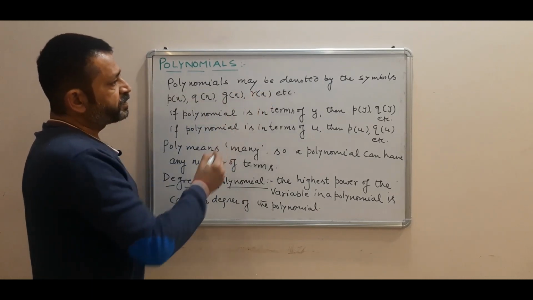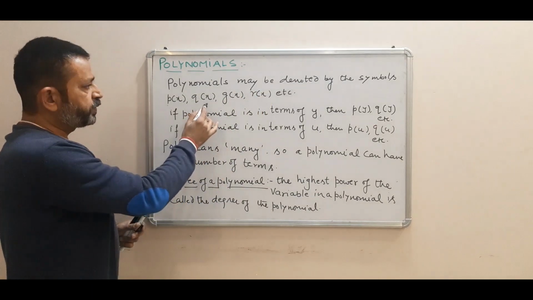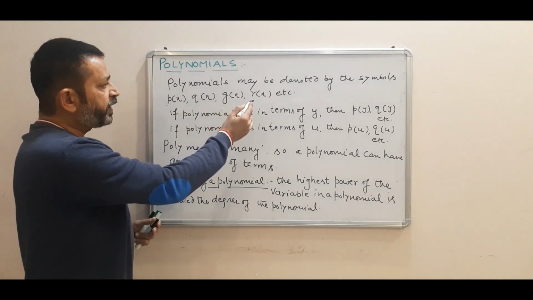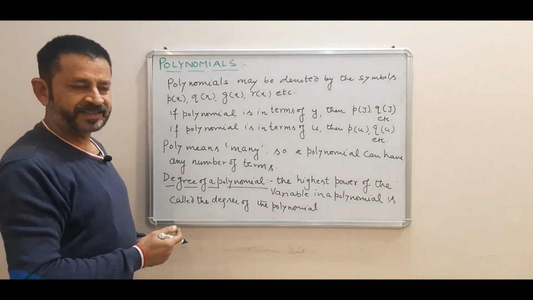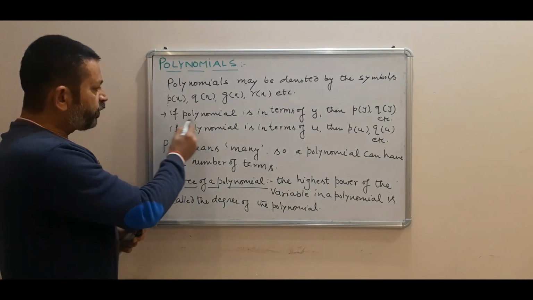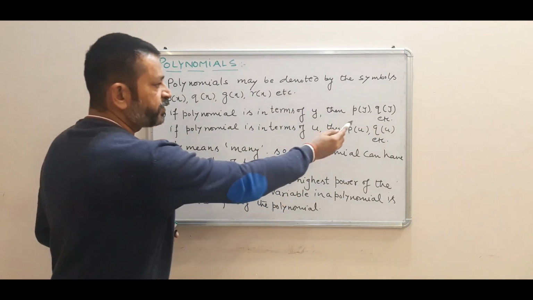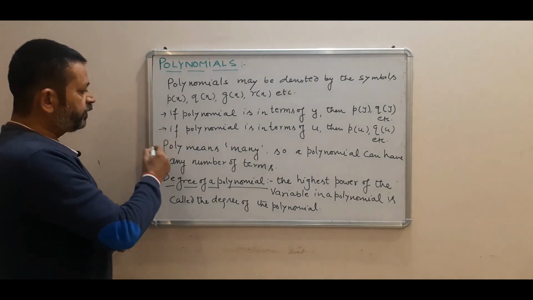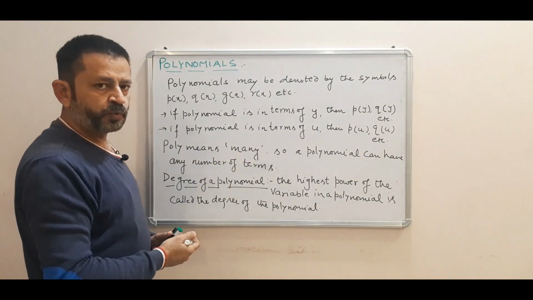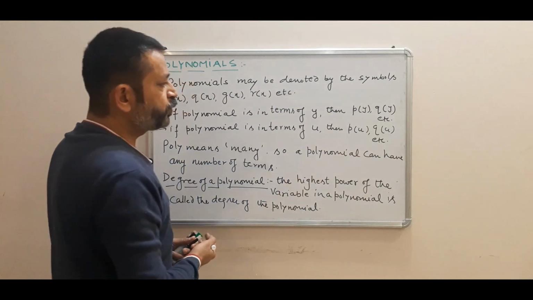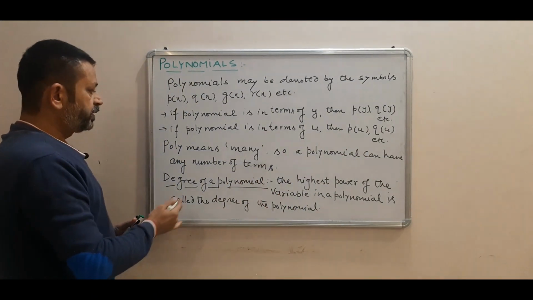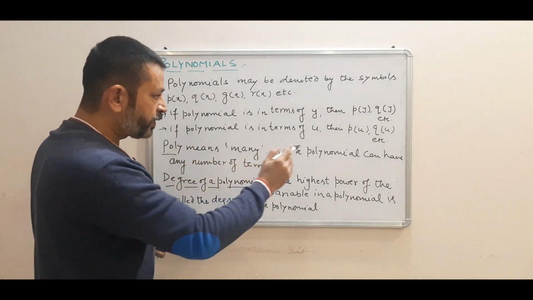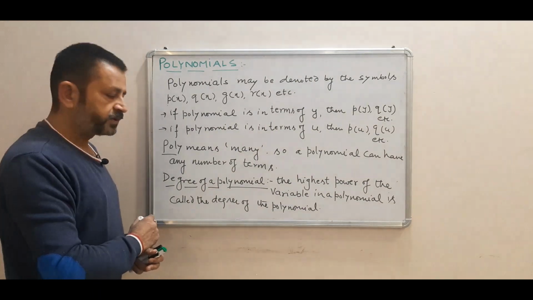Polynomials may be denoted by the symbols p(x), q(x), g(x), r(x), etc. We'll use these symbols if the variable present in the polynomial is x. If the polynomial is in terms of y, then the symbols will be p(y), q(y), g(y), etc. If our polynomial is in terms of u, then the symbols may be p(u), q(u), etc. Now, polynomial: poly means many. So a polynomial can have any number of terms.